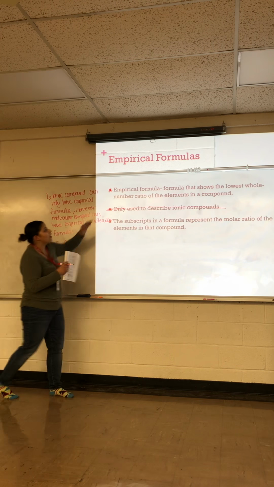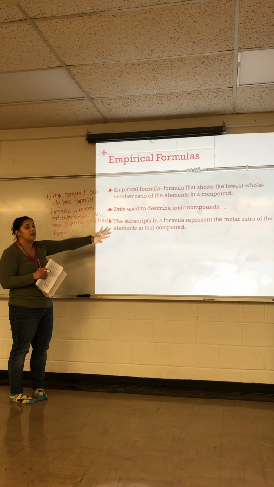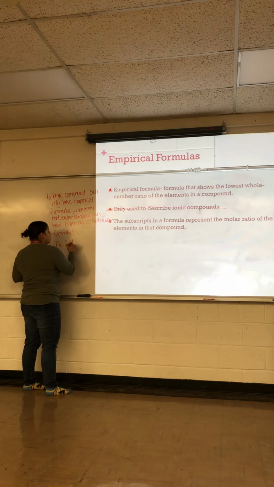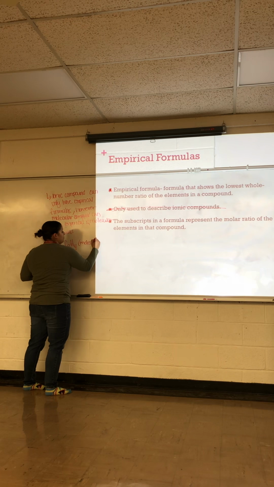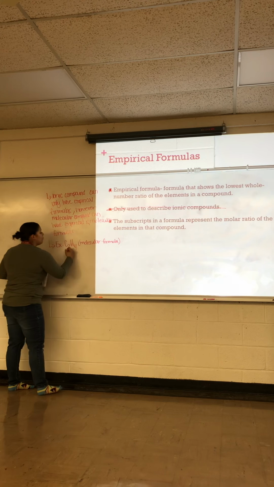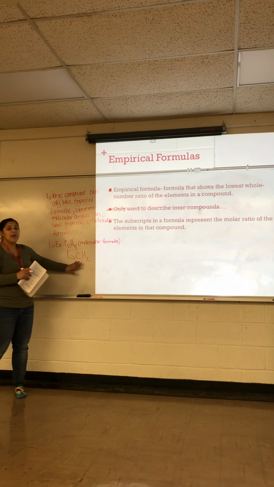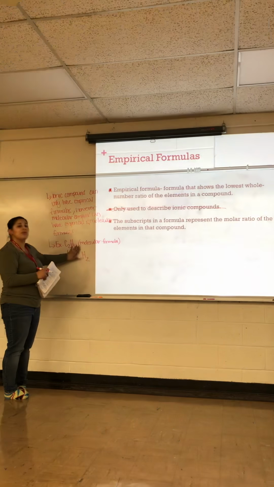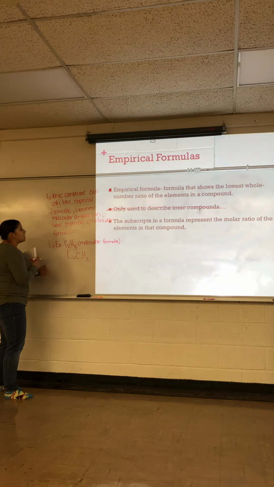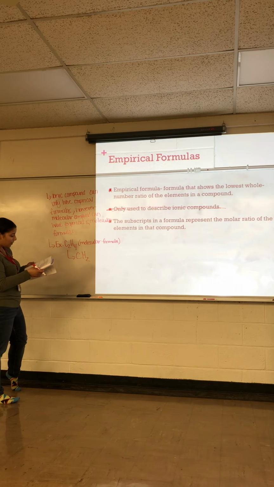The empirical formula, remember, is a formula that shows the lowest whole number ratio of the elements in a compound. So I could break down 2 and 4 even farther. Again, this is the molecular formula, which I'm going to talk about again on the next slide. The empirical formula would be CH2. Same ratio. So for 2 to 4, the ratio can be broken down even further, 1 to 2. And that's what it means by the lowest whole number ratio of elements in a compound. That's the empirical formula.